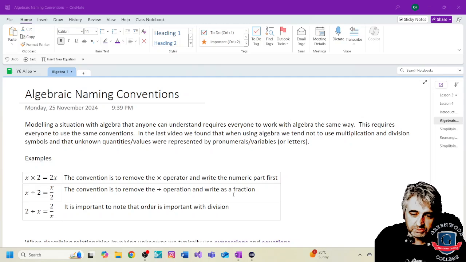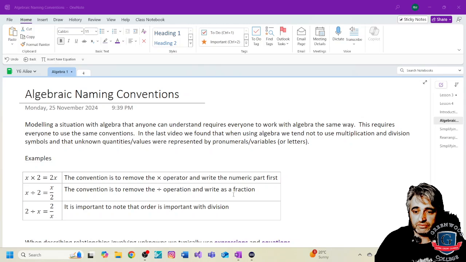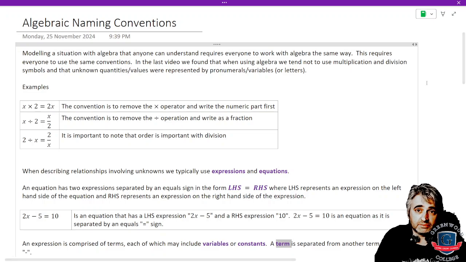Hi everyone, this is a bit of an easier one. We're looking at algebraic naming conventions, which is pretty low level, but it's very hard to do the more difficult exercises until we have a grasp of these naming conventions. So let's get started. Modeling a situation with algebra that anyone can understand means that we have to do all the work the same way. This means that everyone needs to use the same conventions so that we can all read them and work with them the same way.